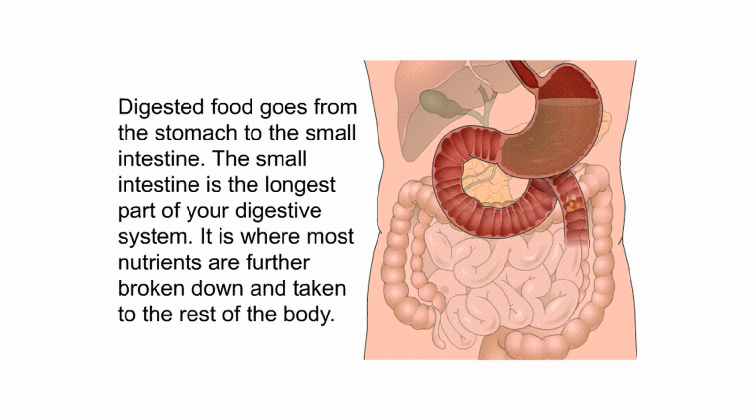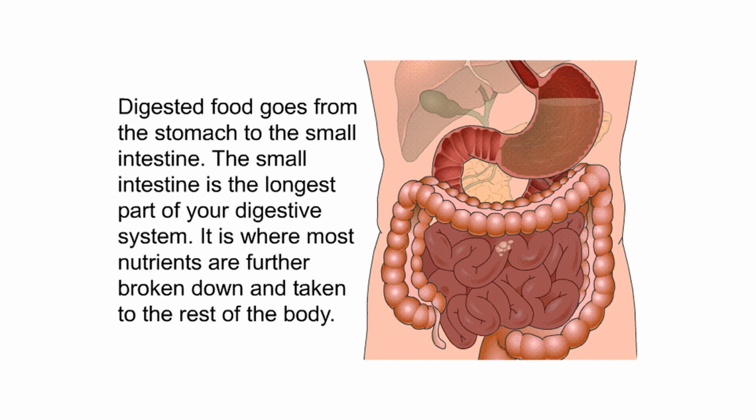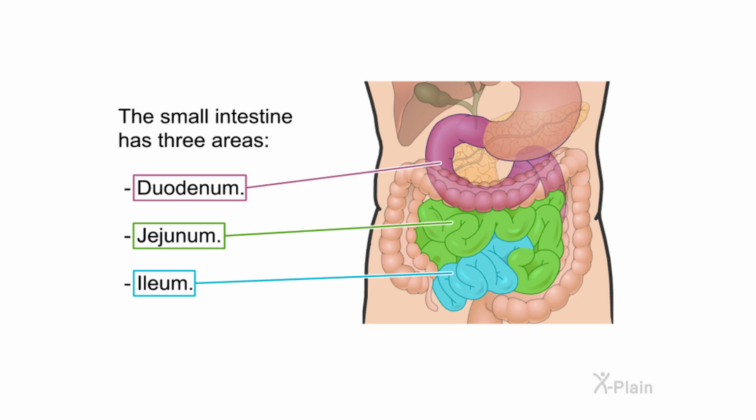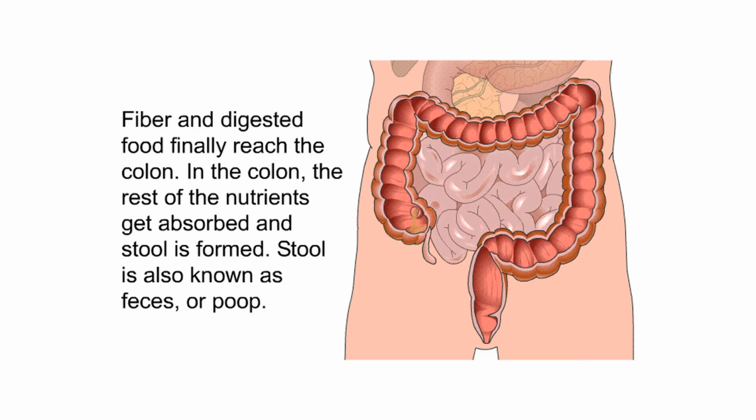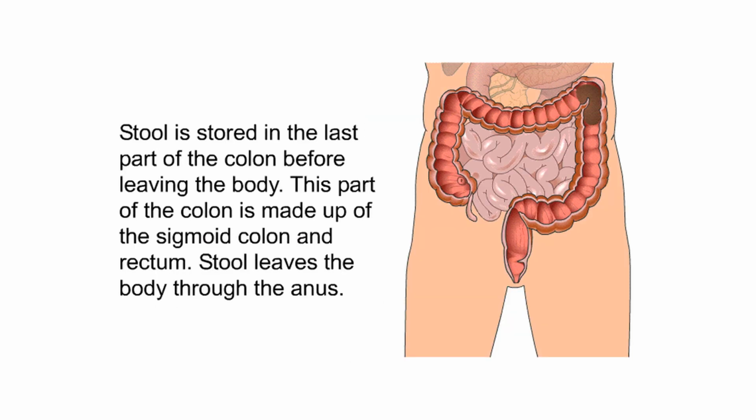The small intestine is the longest part of your digestive system. It is where most nutrients are further broken down and taken to the rest of the body. The small intestine has three areas: duodenum, jejunum, ileum. Fiber and digested food finally reach the colon. In the colon, the rest of the nutrients get absorbed and stool is formed. Stool is also known as feces or poop. Stool is stored in the last part of the colon before leaving the body. This part of the colon is made up of the sigmoid colon and rectum. Stool leaves the body through the anus.